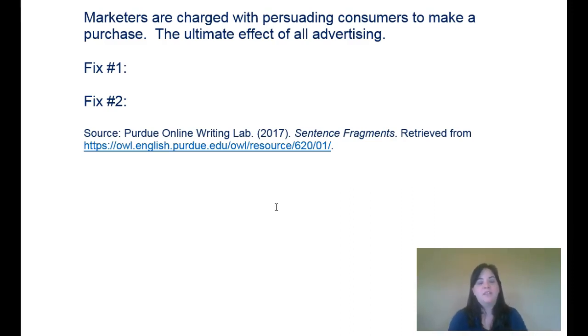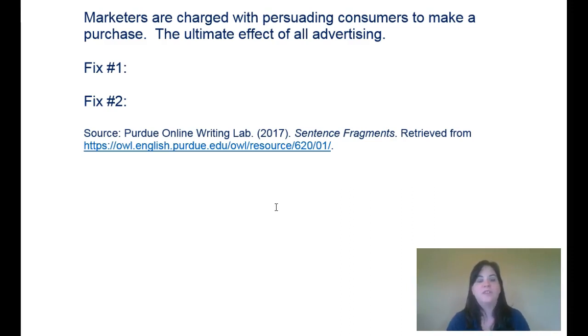What I'd like you to do at this point is pause the video, identify which one of these two sentences is the fragment, and for the complete sentence, identify which part is the subject and which part is the predicate. When you've done that, resume the video, and then we'll look at how to fix that fragment later.